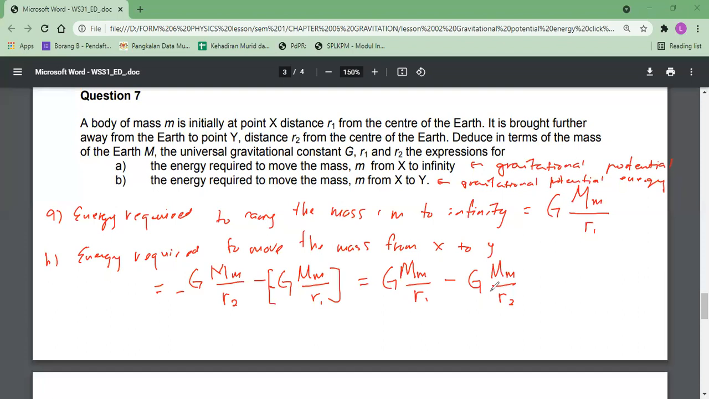Okay. So at the end, what we can set is GM times 1 over R1 minus 1 over R2. So this will be the derivation for this question. Okay, get it, class?